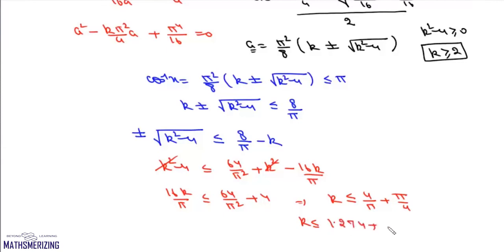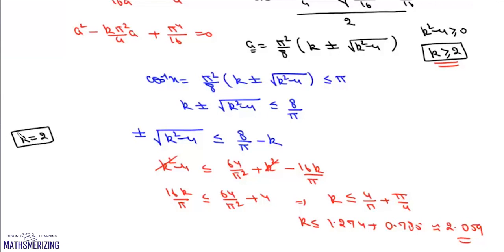Now 4 upon pi is 1.274 and pi by 4 is 0.785. So this value is 1.274 plus 0.785, which is nearly 2.059. So the condition that we are getting is that k has to be greater than or equal to 2, but less than or equal to 2 point something. So this equation will have a solution when the value of k is simply 2.